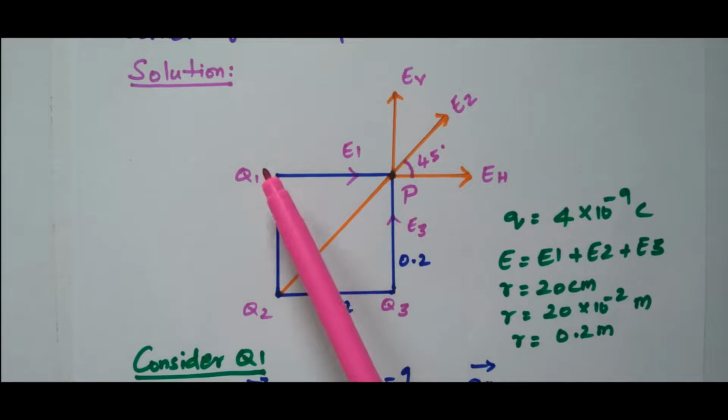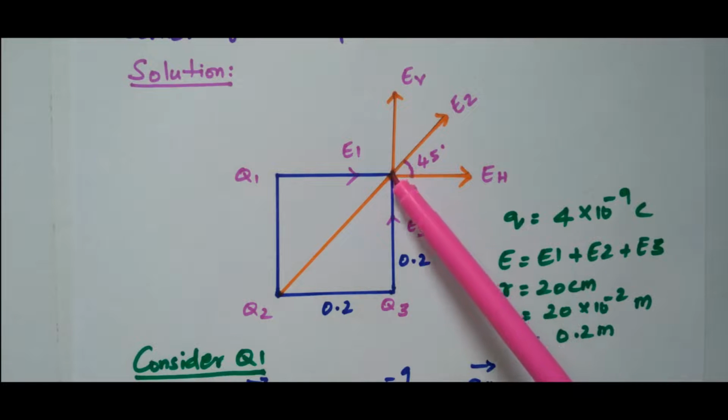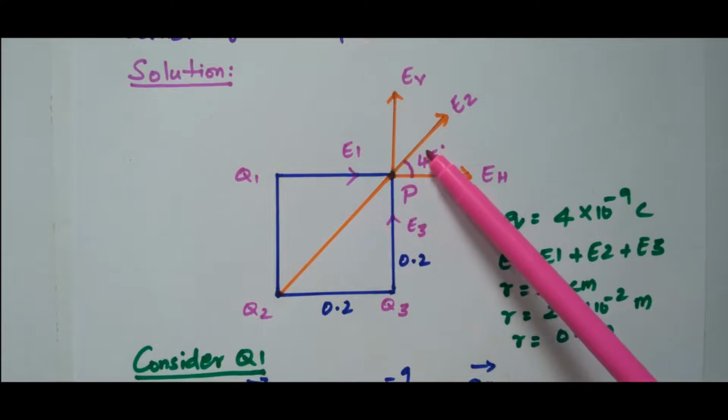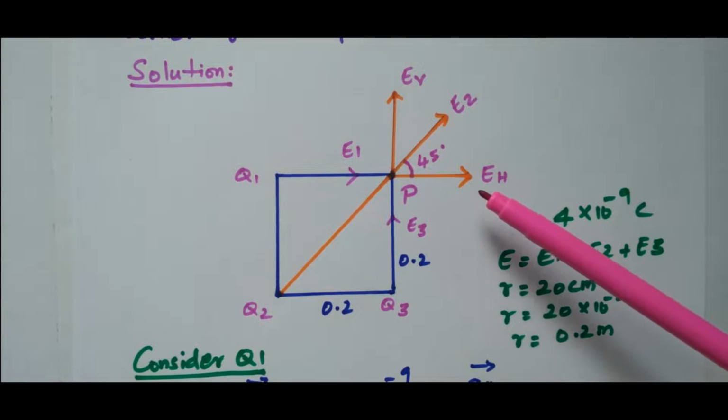These three corners the charges are placed. We will assume that Q1, Q2, Q3. What is the value of the charge? 4 into 10 to the power minus 9 coulomb. The charge value is equal. All three corners having equal amount of charge. Our aim is the remaining corner is available. The question is, we need to find the electric field intensity at the fourth corner due to this Q1, Q2 and Q3, right? So that is nothing but we will take it as this E2. We will see one by one.